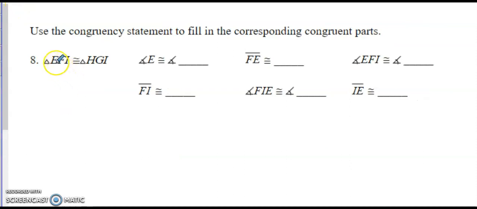So in problem 8, again, order matters here. Since the first letter is E, the first letter of the second triangle is H. Those are going to be the congruent angles. Line segment EF is the first 2 letters, so it gets paired up with the first 2 letters of the other triangle. So that's line segment HG or line segment GH. Angle EFI, F is the middle letter, so G has to be the middle letter. So it can be written as either angle HGI or angle IGH. Either way works.